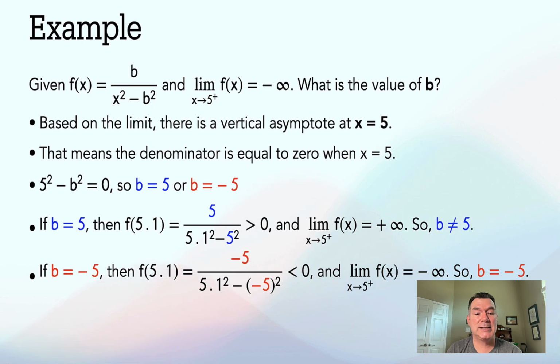If I do that and I plug in 5.1 as my x, making b negative 5, then I get a negative over a positive, and that's going to be less than 0. That's going to be negative, which means that as I approach x equals 5 from the right, my function value will indeed approach negative infinity. So that means that the value of b would have to be negative 5.